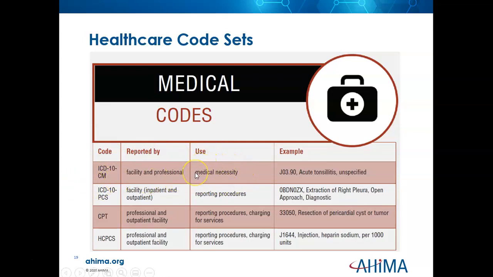identifies the reason why. ICD-10-PCS codes are going to be your inpatient facility procedure codes. The slide does say outpatient, but I'm not aware of any facility that uses these to report outpatient procedures. Oftentimes they will use CPT codes for that. But these are 7-character codes. So here's another example on the slide.